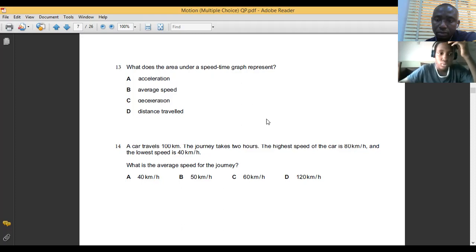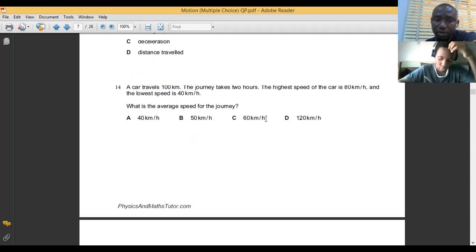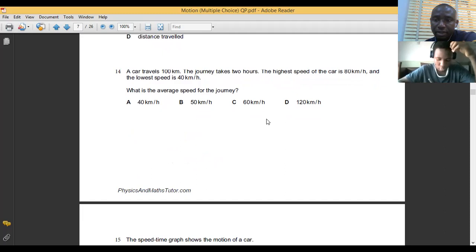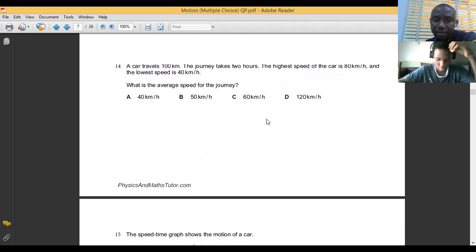Under speed. Distance traveled: D, correct. I hope you are taking that.